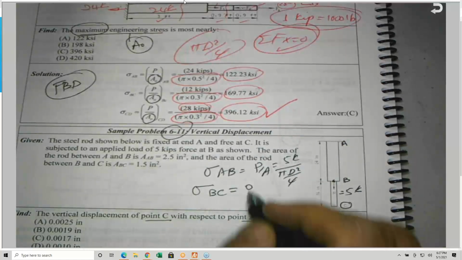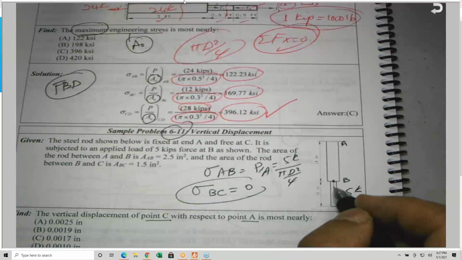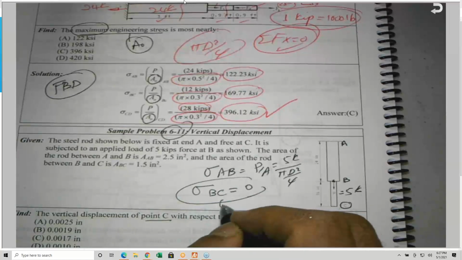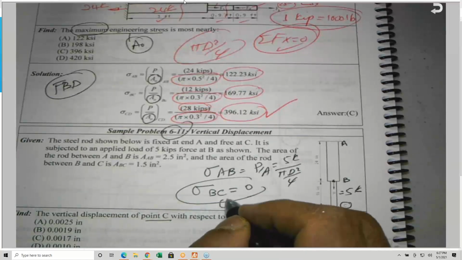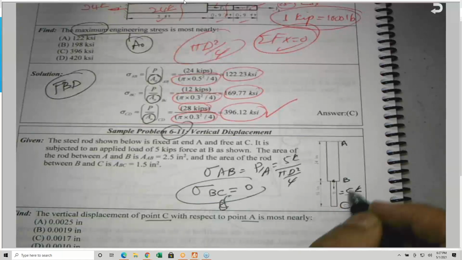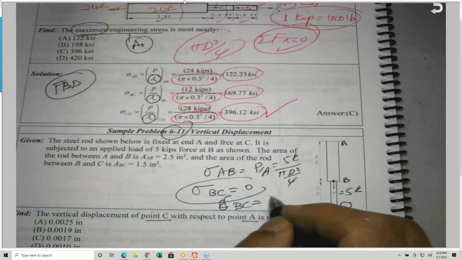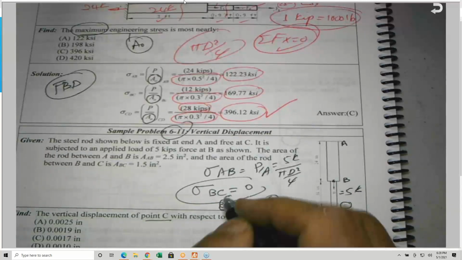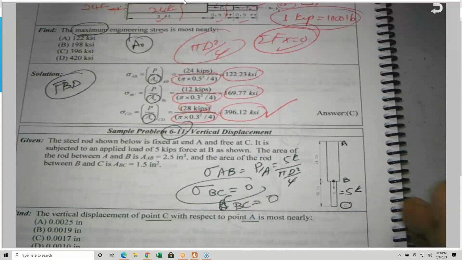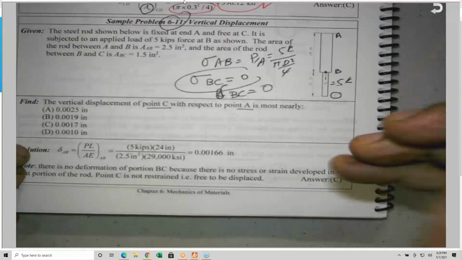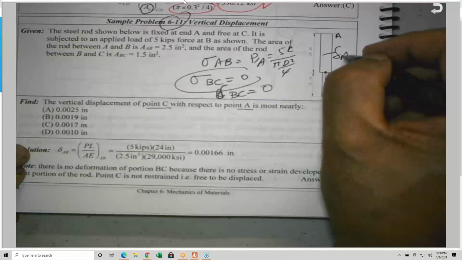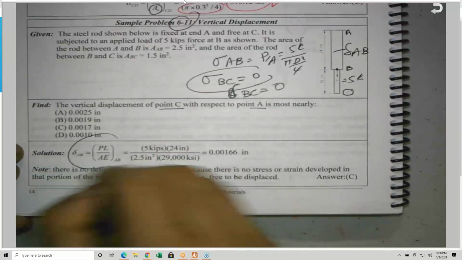If you look at the deformation of this member, delta, the deformation of the member BC is going to be 0 also, because there is no stress, no deformation. But delta AB exists, which is this one here. I needed to be aware of that.